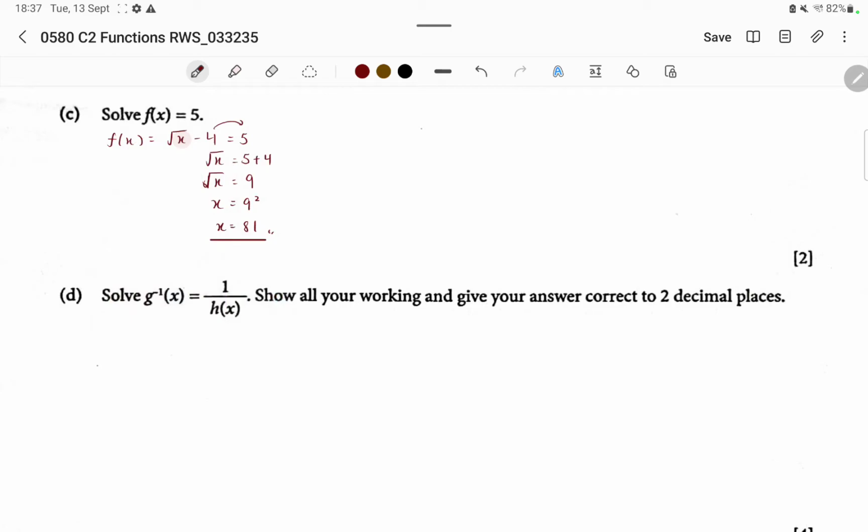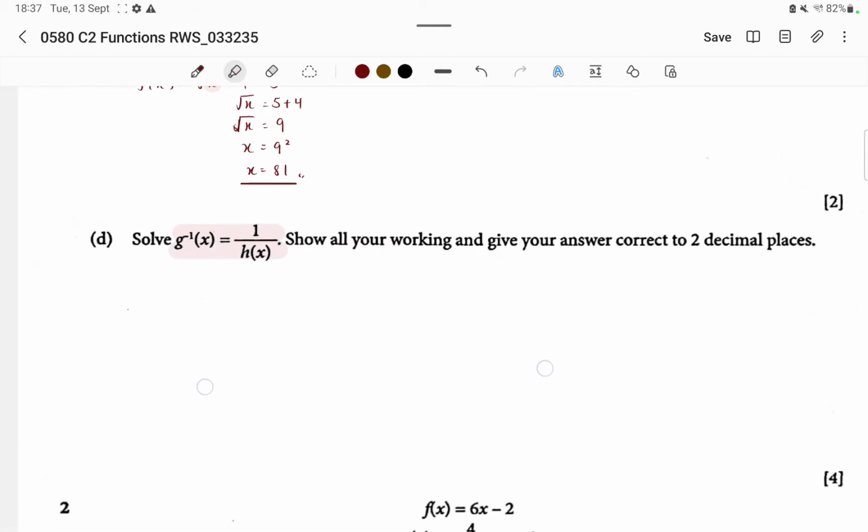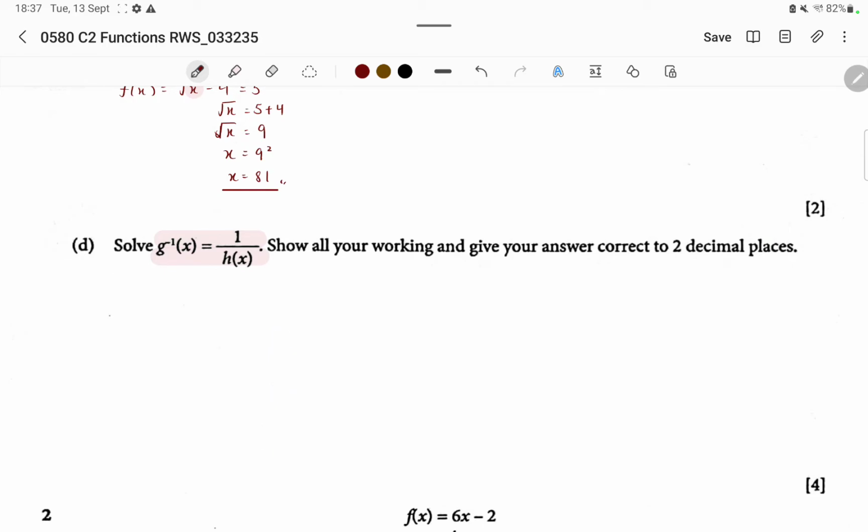And then after that, solve g inverse of x equals 1 over h(x). Okay, so this one, g inverse of x, we have to find g inverse of x first. This one is inverse function. So let g inverse of x equal to y first.